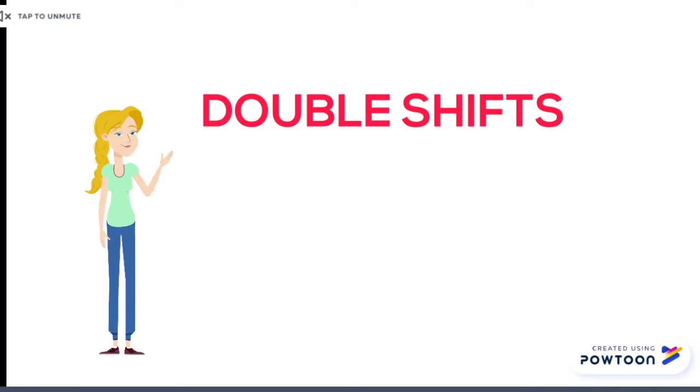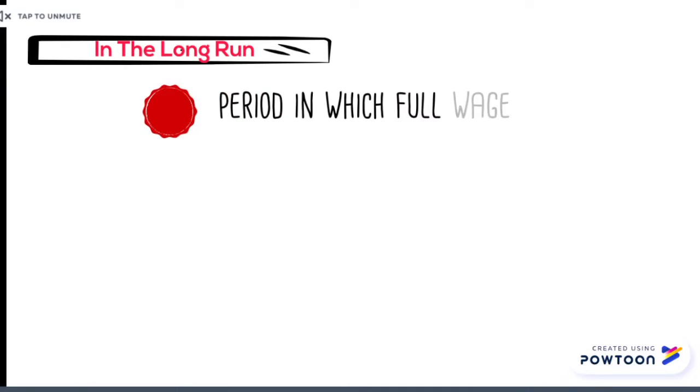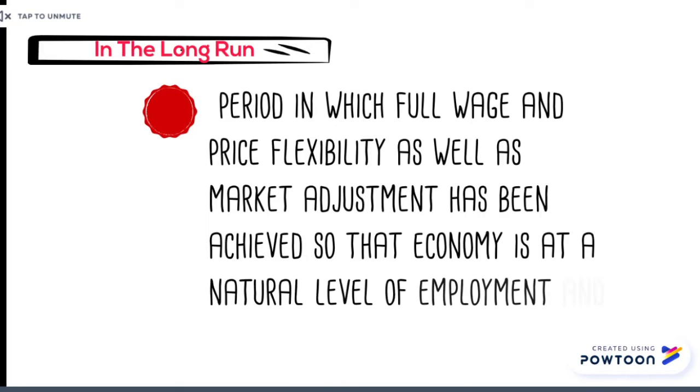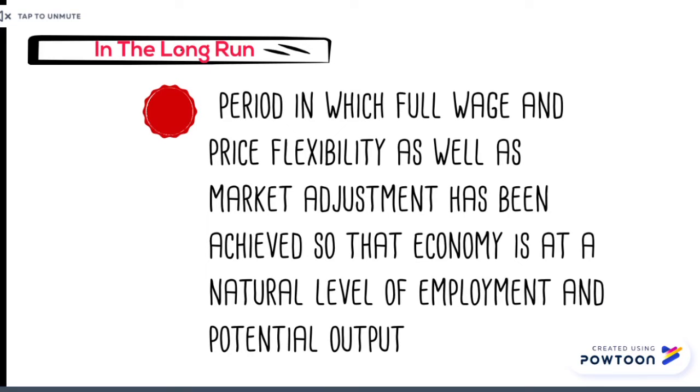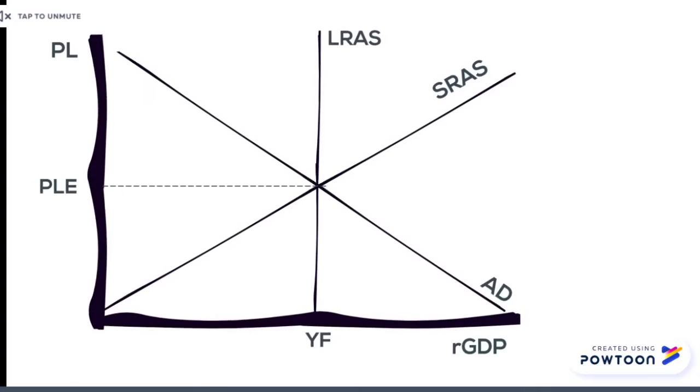But before we can get into that, we must first understand what the term "in the long run" means. In the long run can be defined as a period in which full wage and price flexibility, as well as market adjustment, has been achieved so that the economy is at the natural level of employment and potential output. This can better be seen on a graph. Here we have an aggregate supply, aggregate demand graph.